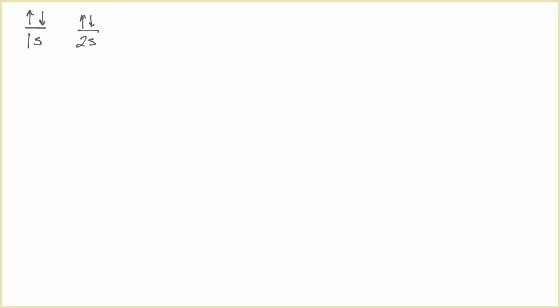After 2s comes what on the periodic table? 2p. How many lines for the 2p? How many orbitals can it have? 3. So I'm going to put 3 lines. Each line represents where 2 electrons can go for a total of how many? 6. Everybody okay?